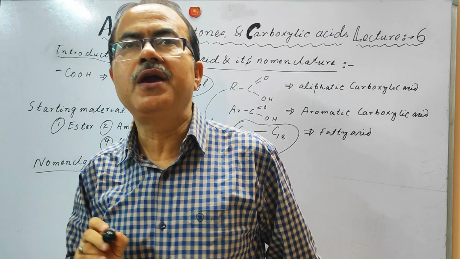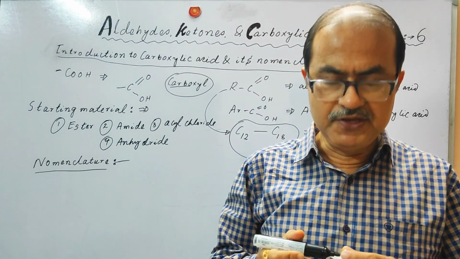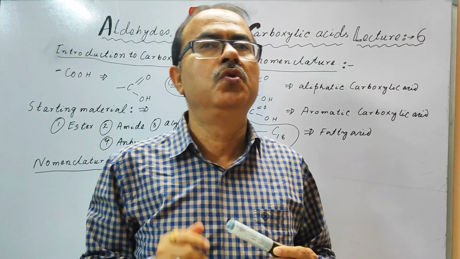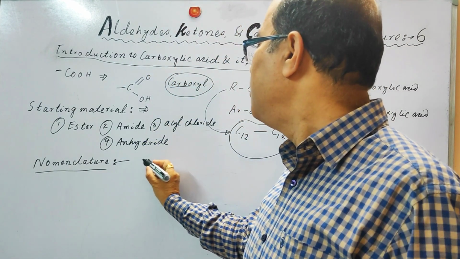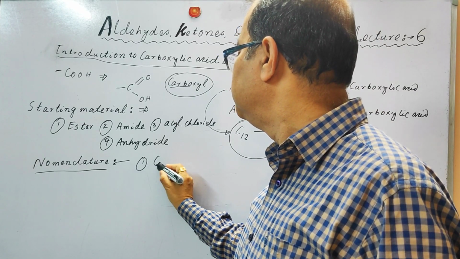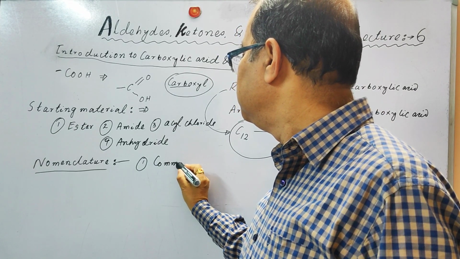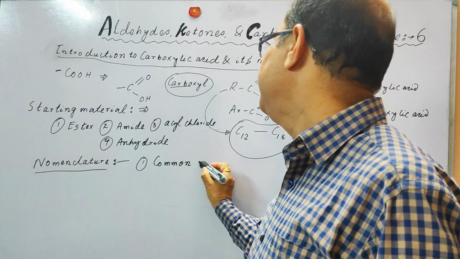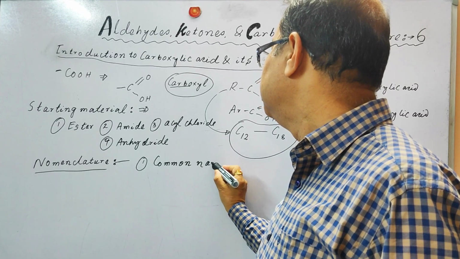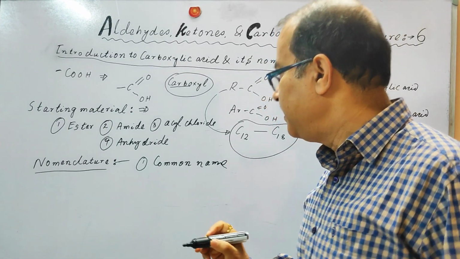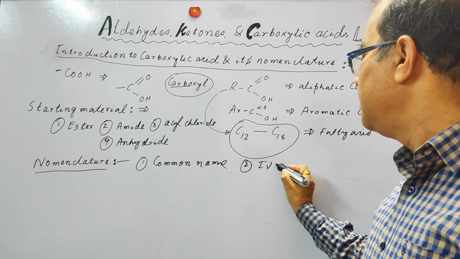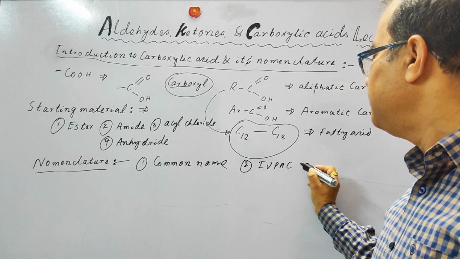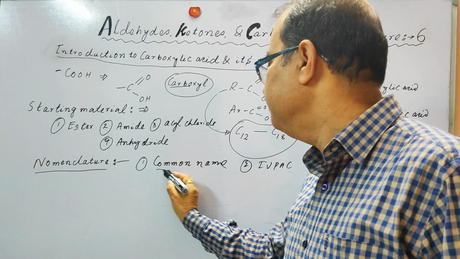Nomenclature. When we are talking about the nomenclature, there are two things that we must understand. Number 1, that is the common name. And number 2, that is the IUPAC name, or we can say the official name.